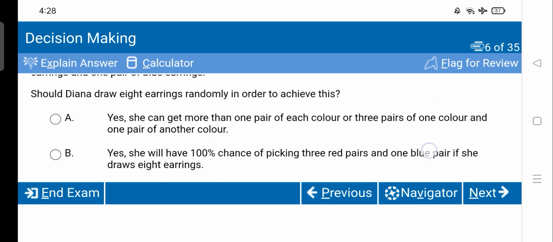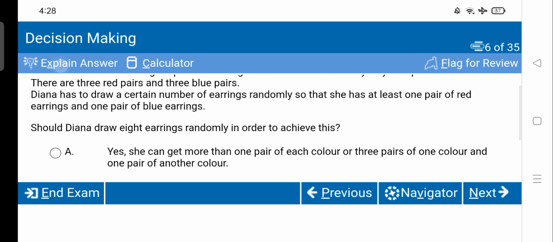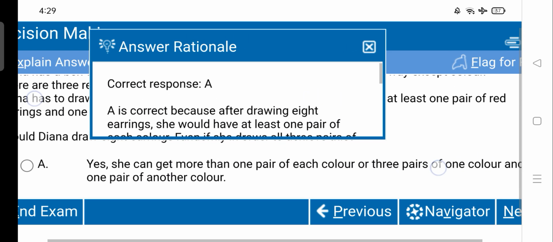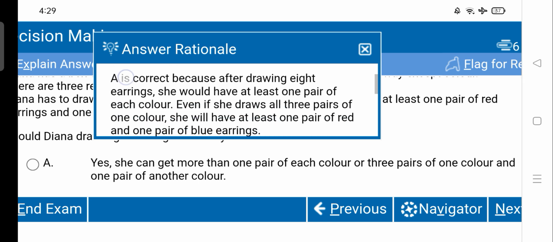Okay, so let's see which option is the correct one and which one is not. So here the correct option is A. It is correct because after drawing 8 earrings, she would have at least one pair of each color. Even if she draws all 3 pairs of one color, she will have at least one pair of red and one pair of blue earrings.